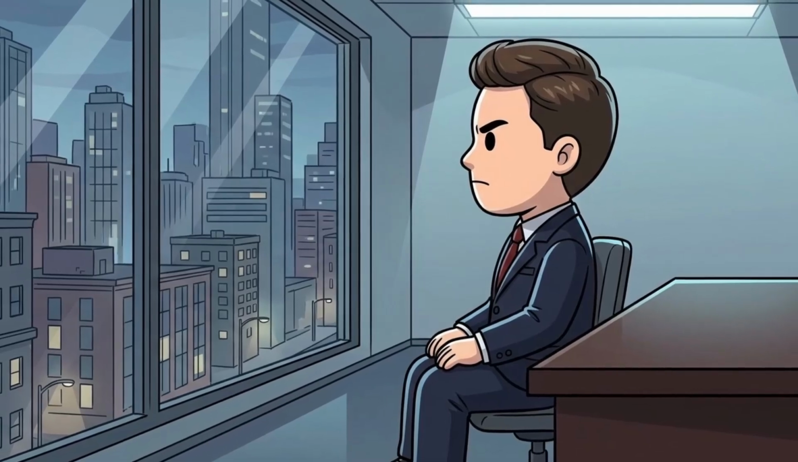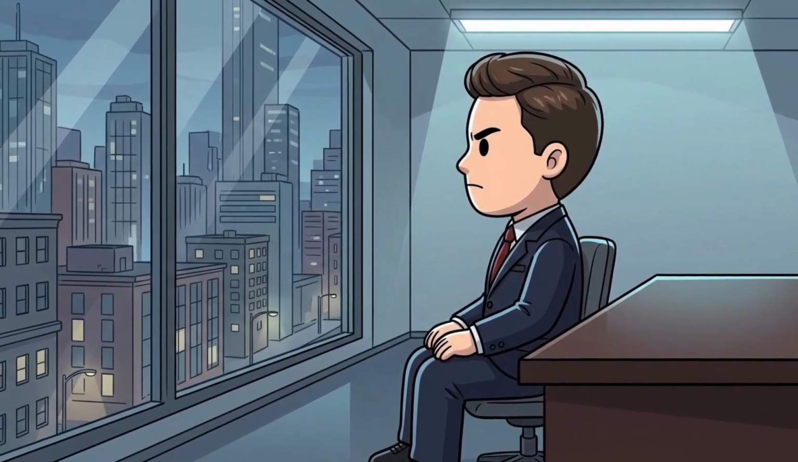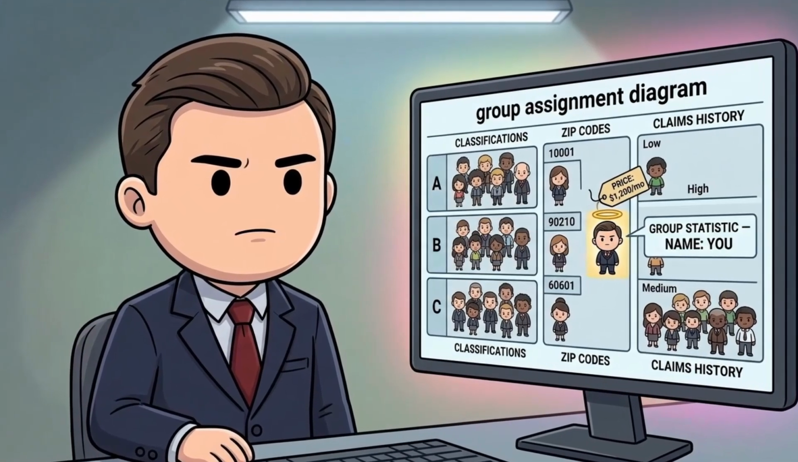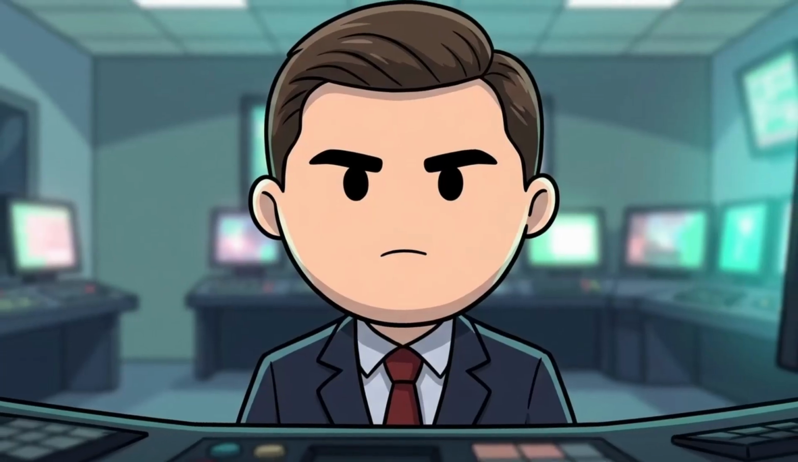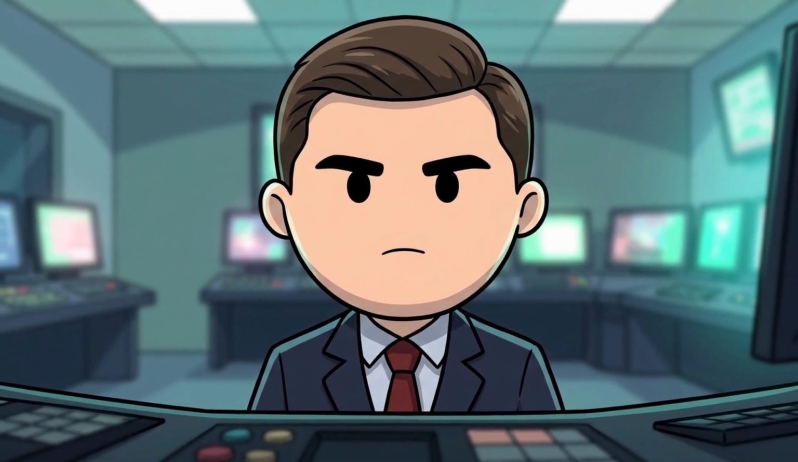Insurance does not price individuals. It prices populations and assigns those prices to individuals who happen to share a classification, a zip code, or a claims history with other people they have never met. The premium you pay is a group statistic with your name on it. The group is real. You are an approximation of it.